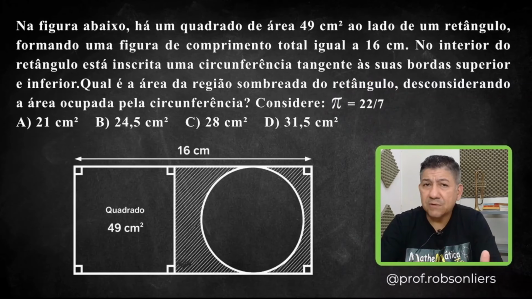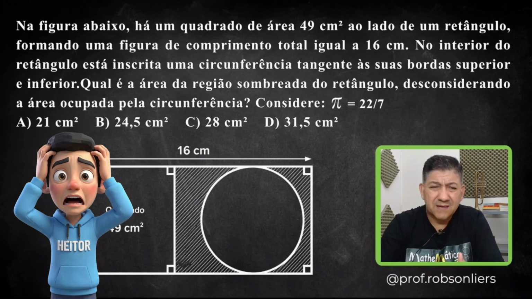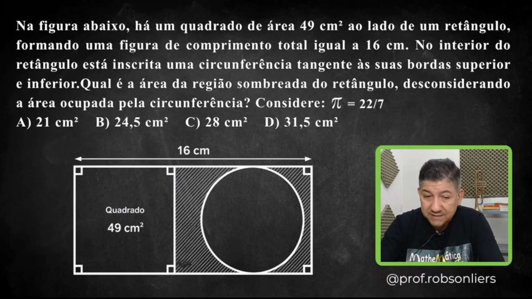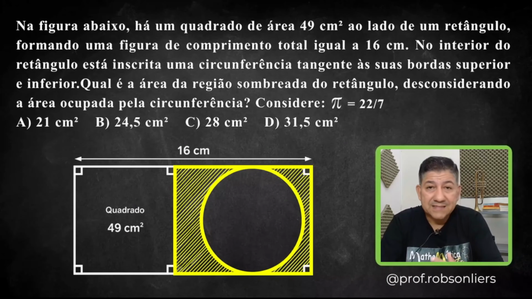Reading this statement already makes you nervous, right? You don't even know where to begin. Well, stay calm and pay attention here. The problem has already given us a lot of information that we can use to solve the problem. And the problem wants us to find this area right here. Look, this hatched area, in other words, this shaded area. Now, the big question, where do we start solving this problem? Take it easy, stay calm.